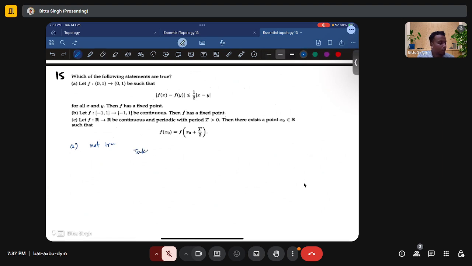Take f(x) equal to x by 2. Then f(x) minus f(y) is mod x minus mod y by 2, which is equal to this. So this inequality is satisfied, but f(x) has no fixed point, right? x cannot be the same as x by 2. This is only possible when x equals 0, the only possibility, but 0 is not in the domain.